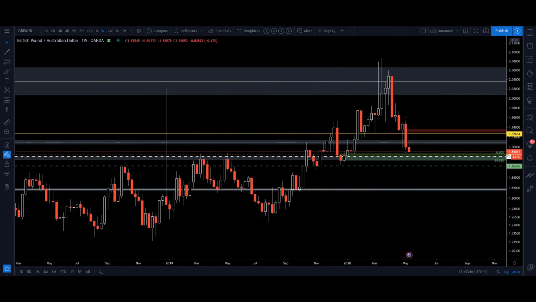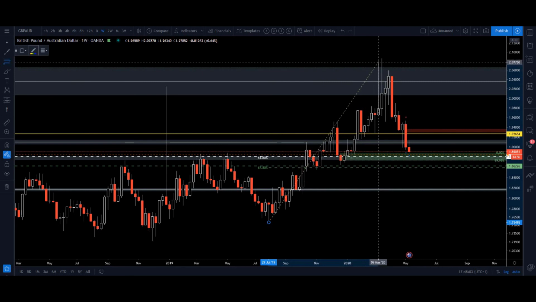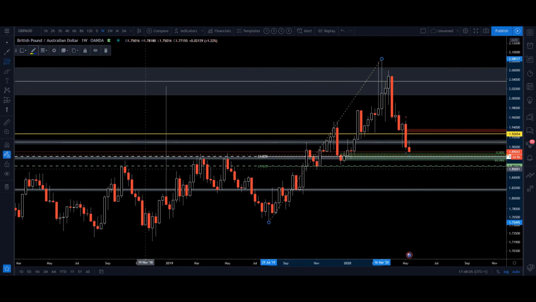So what I'd done is this green dotted line and this white dotted line basically represent the 61.8 and 67.8 fib retracement of this swing. So let me just draw that in so you can see. This swing here from the lows right up into the top, and as you can see, that lines up with the two lines that I've already put in there.